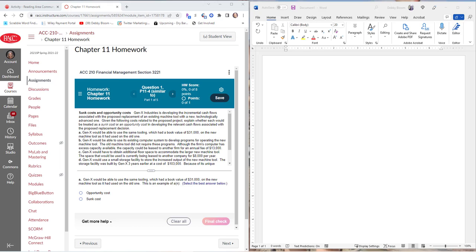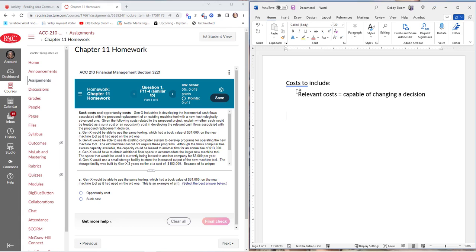So in this problem, we're trying to decide which cost to include in our initial investment. The costs to include are those costs that are relevant costs. Relevant costs are those that are capable of changing a decision. We're going to look specifically in this problem at two types of costs.